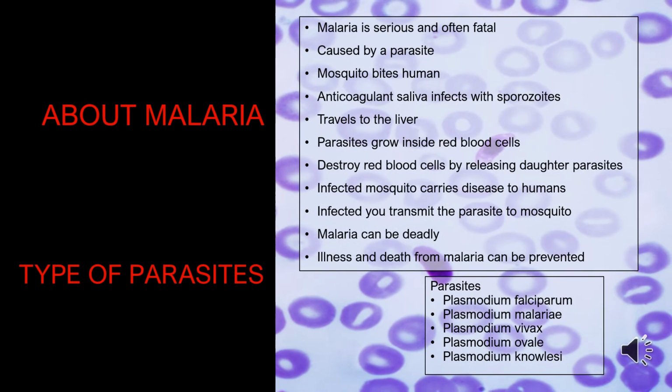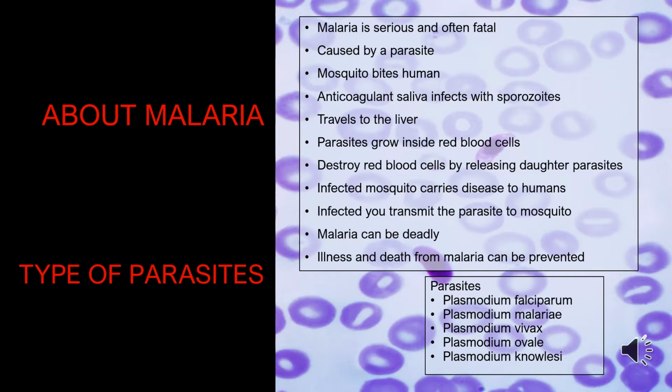Malaria is a serious and often fatal condition caused by a parasite that commonly infects a certain type of mosquito which feeds on humans. The mosquito bites a malaria-infected human, which transfers the parasite to the mosquito. The mosquito then bites another human, which infects a new host.